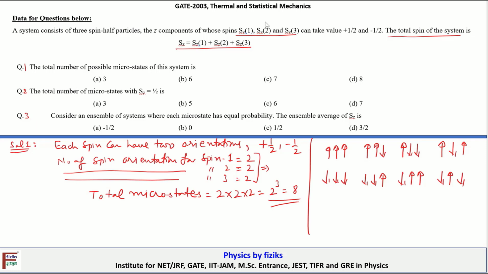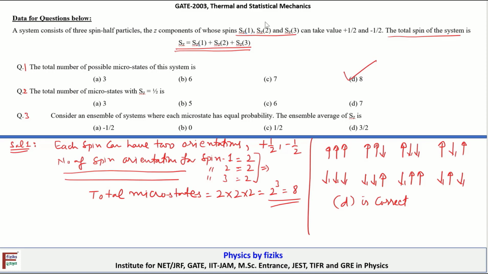So for question 1, the right option is D. D is correct for question 1. Now let's come to question 2. The total number of microstates with Sz equal to 1 by 2. Sz is given by this expression, so we have to look for the microstates for which the net spin will have a value of 1 by 2.